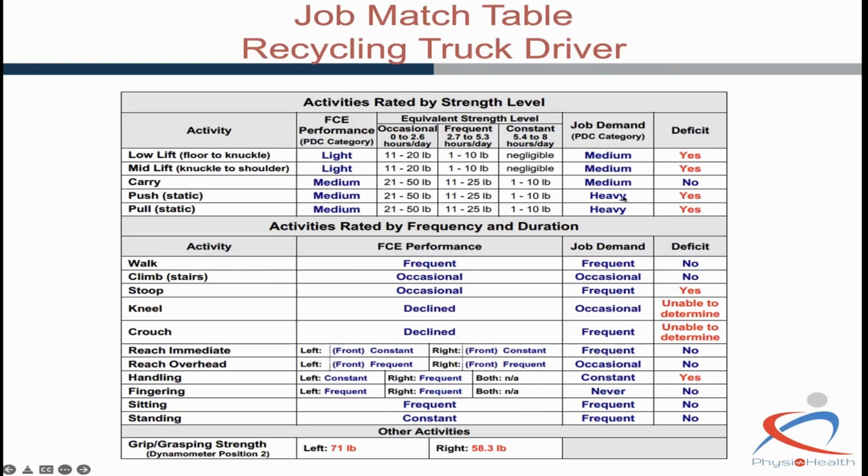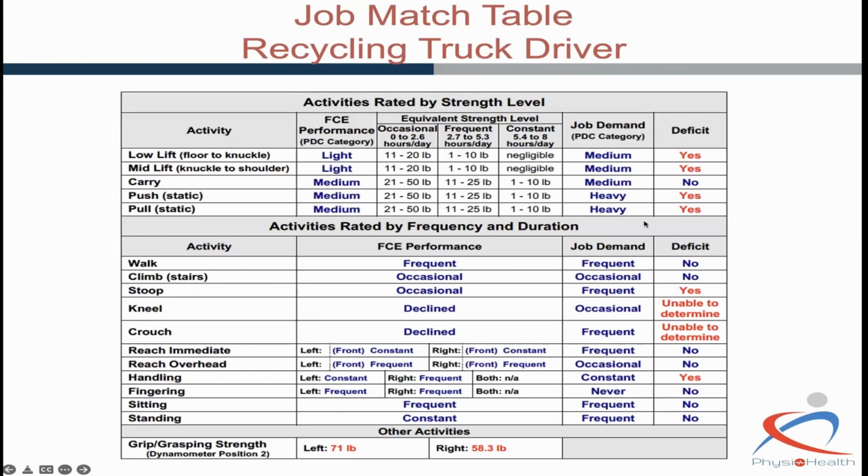And here it was pushing and pulling. He was not able to demonstrate that job demand because obviously they're pushing and pulling heavy recycle bins, and that was over 50 pounds, and he did not meet that job demand.